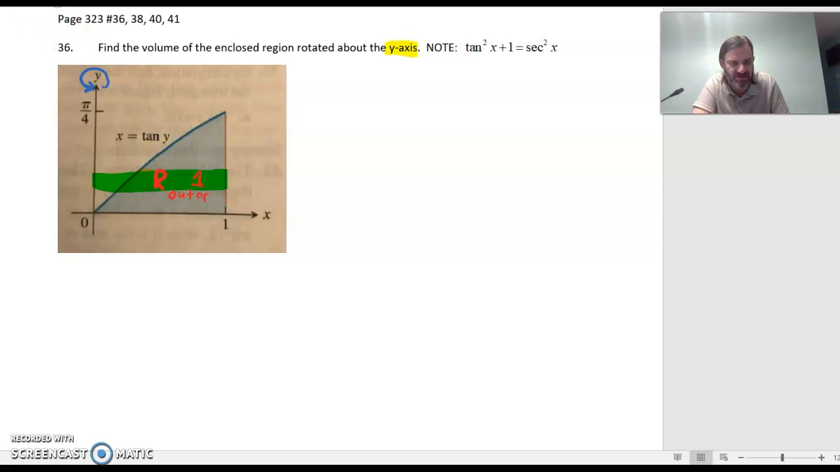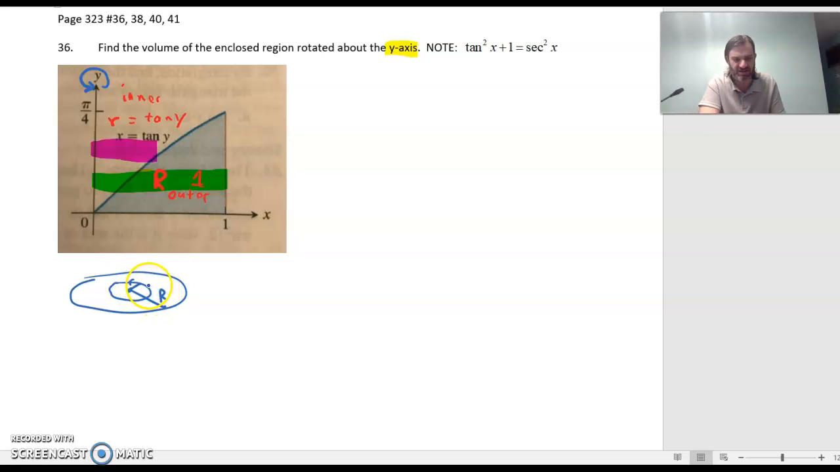And then we have a smaller radius, the inner radius going out to the curve. That radius there is the little r, and it looks like it will be tangent of y, since we want things in terms of y. So that's our inner. So when we make a little washer, from the center, there's an outer radius, the big R, and then there's an inner radius, the little r, and that's what I'm talking about. Okay, so let's set this up.